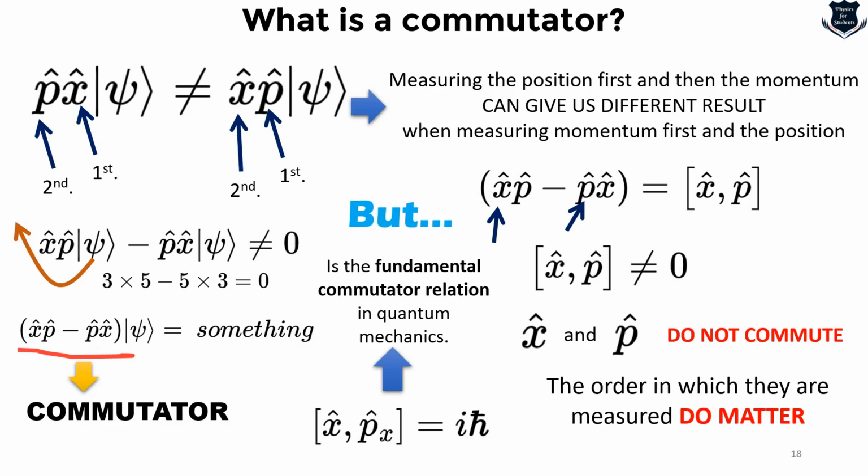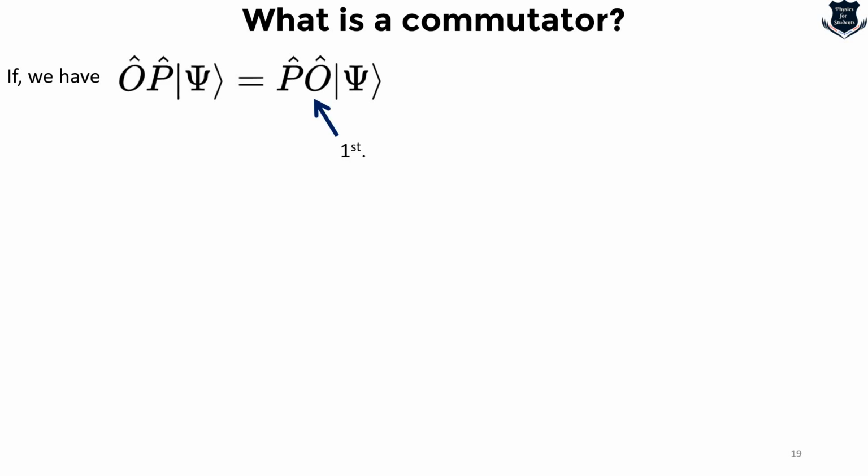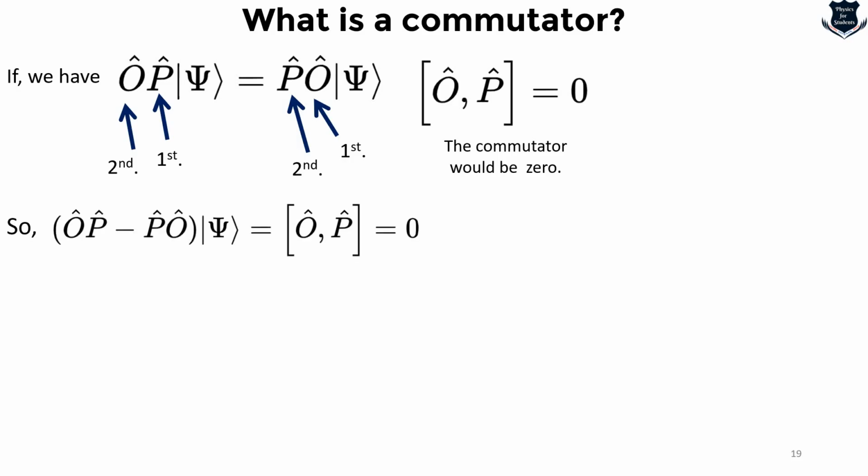Now let us take another scenario. Here we have seen they do not commute, so the order does matter. But let us take an equation something like this. Measuring O first and then P gives the same result as measuring P first and then O. In that case, the commutator would be 0. As you see, I've written that the commutator would be 0. Obviously when it is equal to 0, performing a subtraction would also equal 0, and so the commutator is 0. That is how things happen.